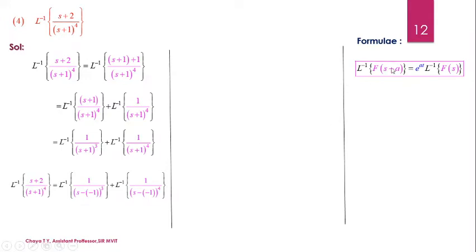So when I use the RHS of the second shifting property, I can write the expression as e power of minus t into Laplace inverse of 1 by s cube plus e power of minus t into Laplace inverse of 1 by s to the power 4. Now let us observe here. This is of the kind where I have to use the formula from the table of basic Laplace inverse transforms. So what are we going to do now?